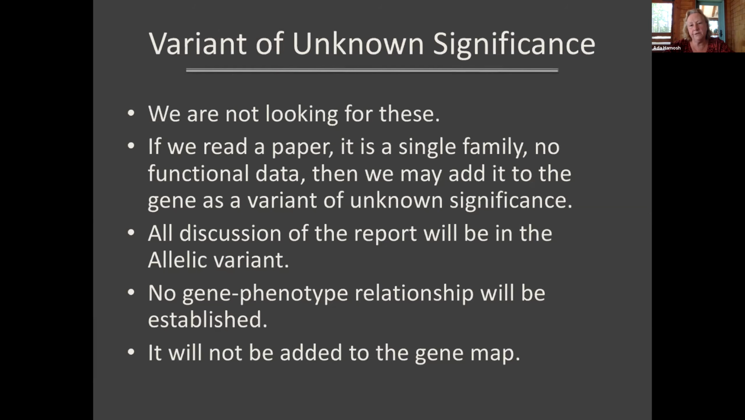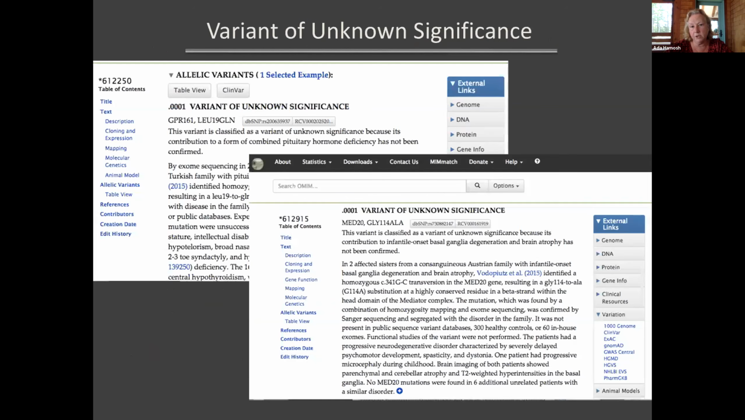So variants of unknown significance, which is not the same as a variant of uncertain significance. A variant of unknown significance is basically a variant in a gene of unknown significance, so we are not looking for these. If we read a paper, it's a single family, there's no functional data, but we spent the hour reading the paper and thinking about it, then we may add the variant as a variant of unknown significance, and we'll discuss everything about the phenotype in that allelic variant. We will not make a gene phenotype relationship, and we won't add it to the gene map. So we might make a variant of unknown significance. We also might just put it in molecular genetics.